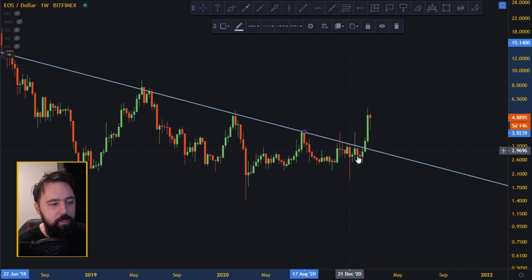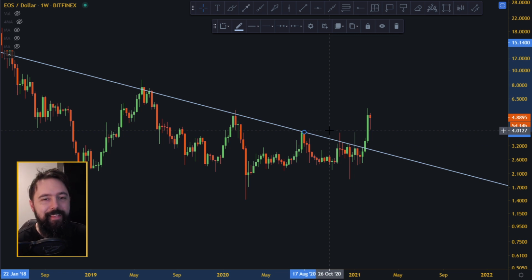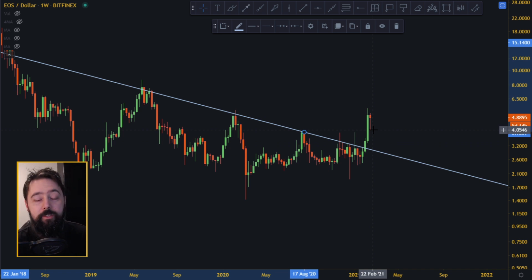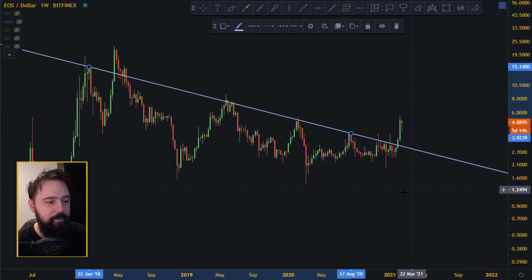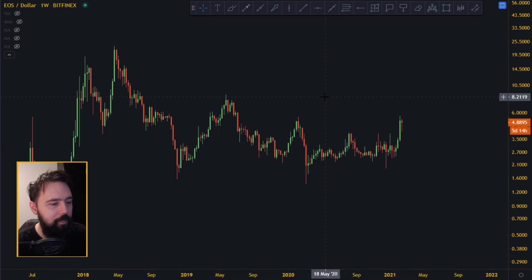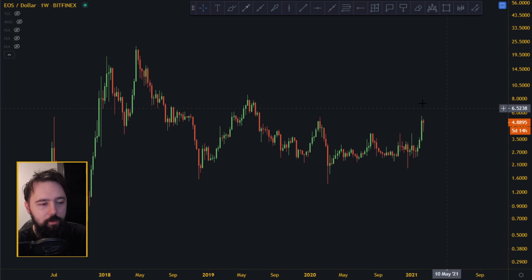But you can see here once, twice it got fake breakouts that we called prematurely in my videos, and they didn't pan out. But now this is confirmed, and EOS has changed its trend right now. So basically this line doesn't matter anymore because we are out of the line, out of the triangle, and so the question comes now, what are the resistances? Why are we stopping here?